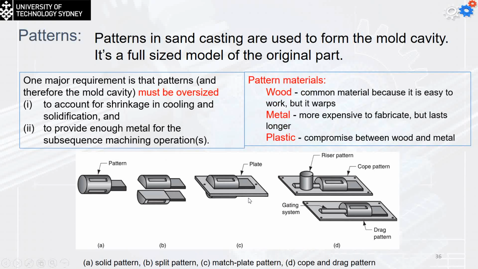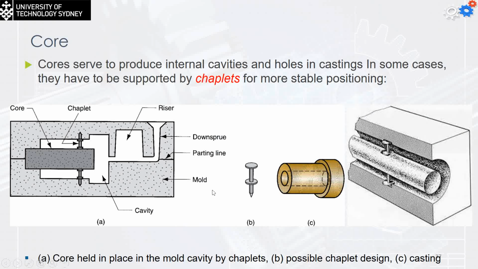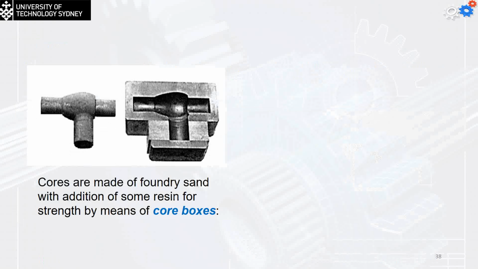Okay, I'll go through this one. The core, which is usually made of sand, is used to produce the internal cavities and holes in the casting. In some cases, they have to be supported by chaplets, which are these nail-like things in figure B, as you can see on the right diagram here. The chaplets are usually made of metal and are going to be melted and become part of the casted part, keeping the core hanging on the arm.